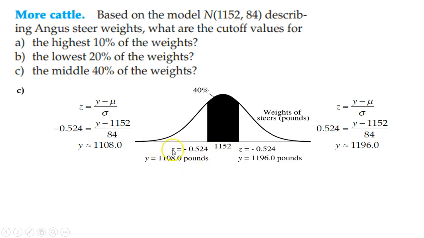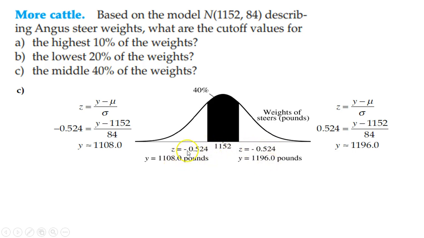So if you do inverse norm 0.3, comma 0, comma 1 to make it in normal form, I would get this. And if I did inverse norm 0.7 for 70%, and I decided to do 0.7, comma 0, comma 1, I would get a positive one here. So this would be actually a positive 0.524 to find out what they are on each side.